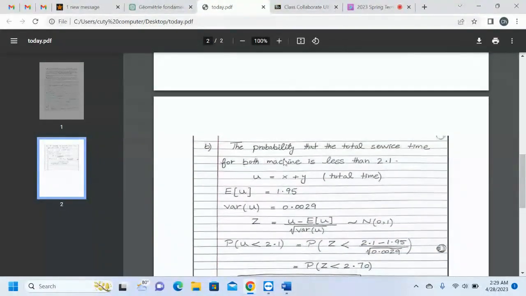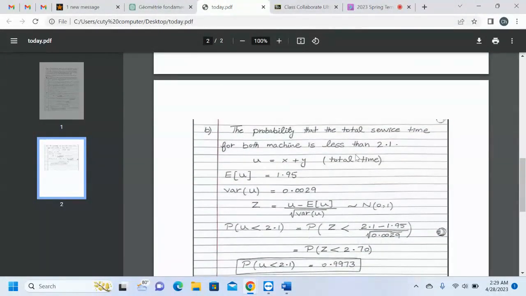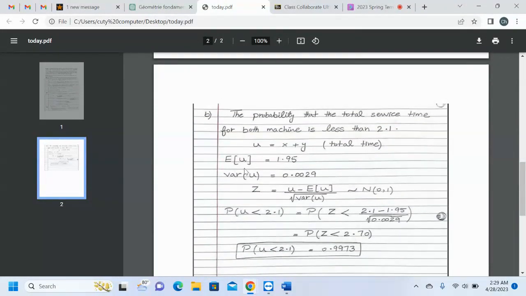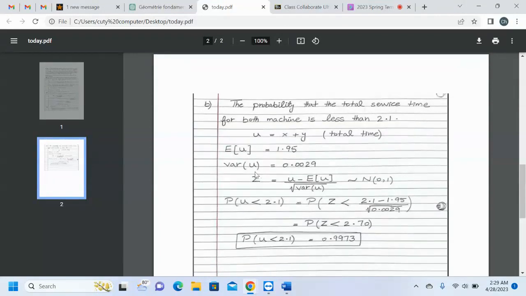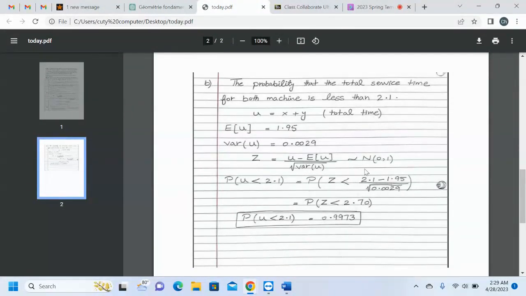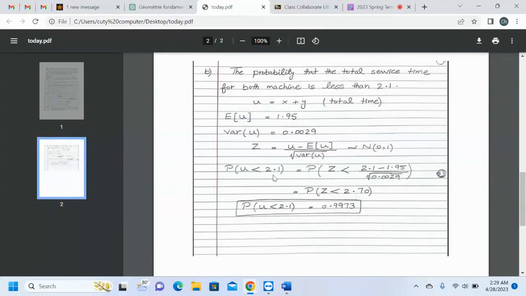And for part B, the probability that the total service time for both machines is less than 2.1. So U is equal to X plus Y, the total. So expected value of U will be equal to 1.95, and variance of U is equal to 0.0029, and Z is equal to U minus expected value of U over under root variance of U, which, similarly to part 1, will be N(0,1). And probability U less than 2.1, we have to find this one. So it will be equal to probability Z less than 2.1 minus 1.95 over under root 0.0029.